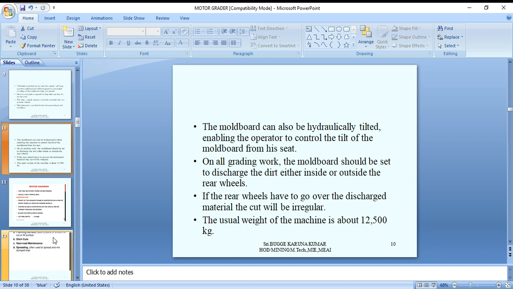The usual operating weight of the machine is about 12,500 kgs. Generally, the weight of the machine is almost 12,500 kgs. On this grading work, the mold board should be set so that the material is discharged to the outside of the wheel track. So this is one special thing. If the machine is standing in one place, it can move the blade to the sides to some extent. It is a major advantage of the road grader.